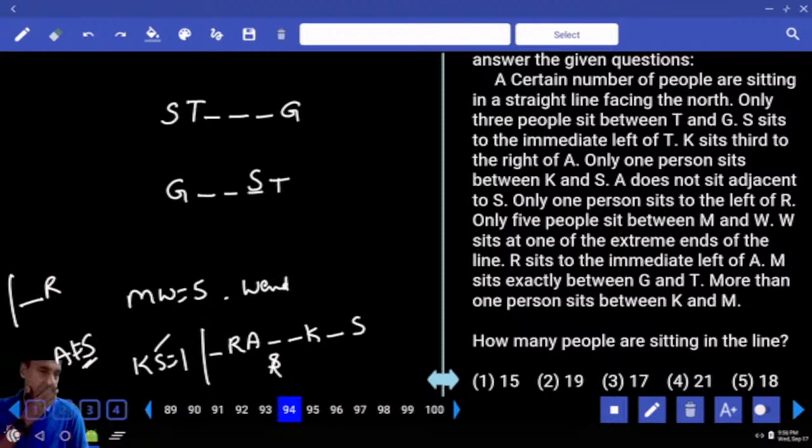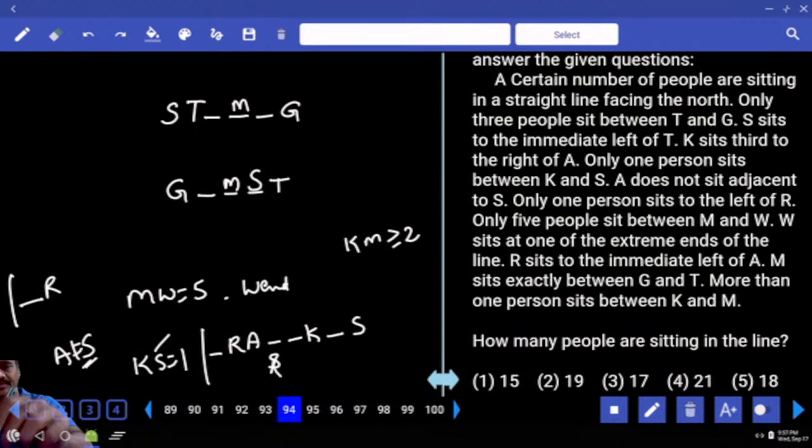And R is to the immediate left. M sits exactly between G and T, M is here. Then, more than 1 person between K and M. Now, in between K and M, how many? More than 1 means greater than or equal to 2. And now this is the information given.